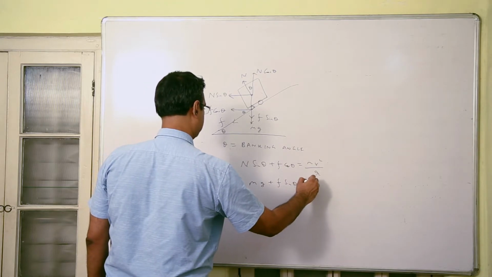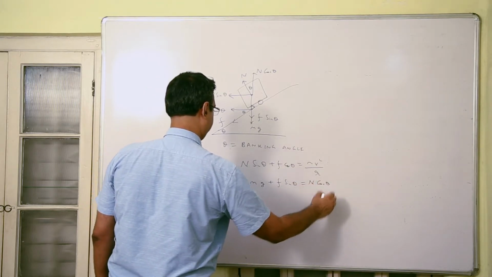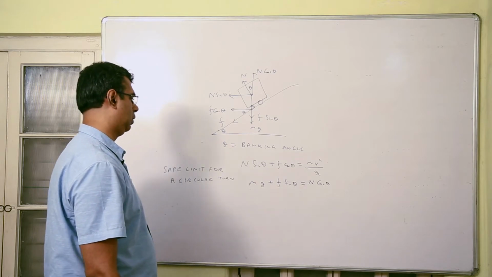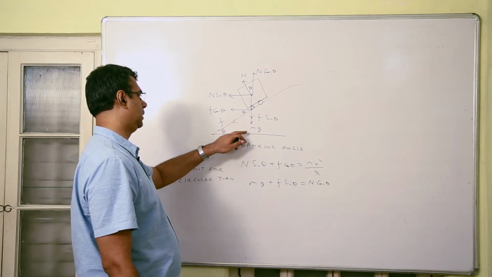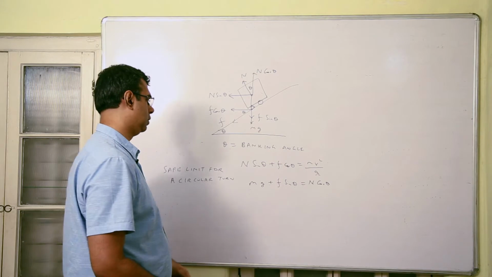Also considering vertical equilibrium, mg plus f sin theta will be equal to N cos theta. If you consider the vertical equilibrium, mg plus f sin theta equal to N cos theta.